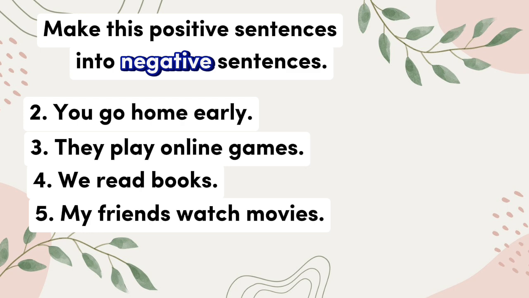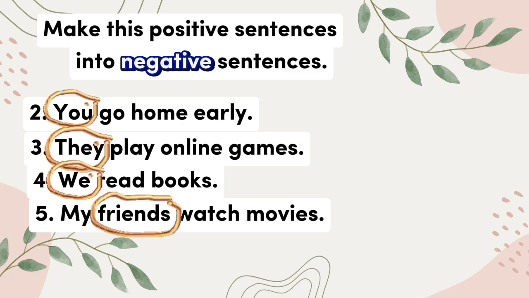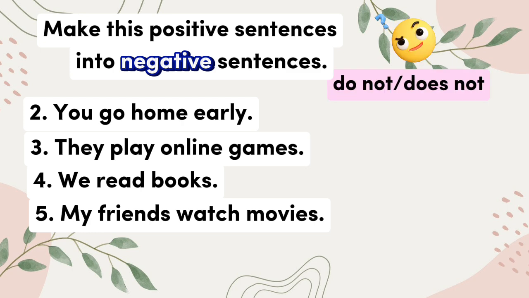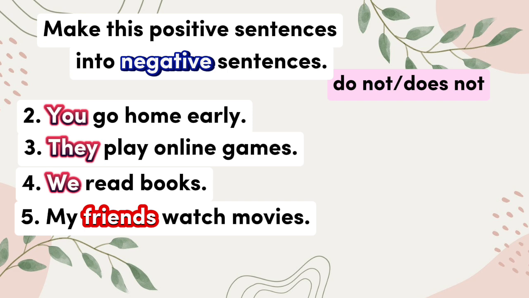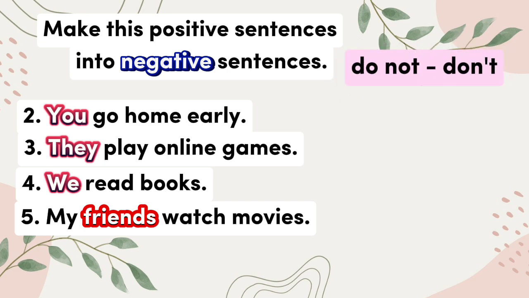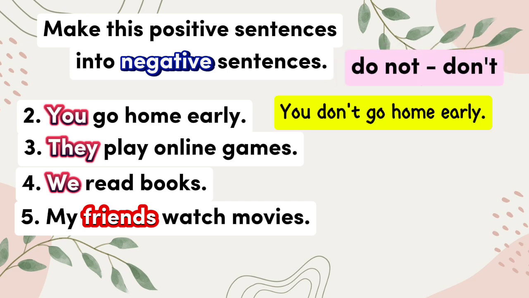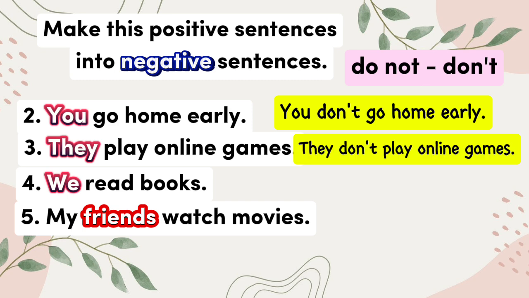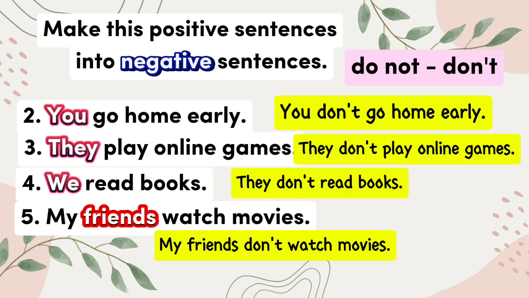Okay, now if you look at sentences 2, 3, 4, and 5, you can see that the subjects are you, they, we, and friends. Friends there is a plural noun or subject. So what do you think is the verb that we will use here? Alright, so in all these subjects, we need to use do not or don't. You don't go home early. They play online games. We don't read books. My friends don't watch movies.